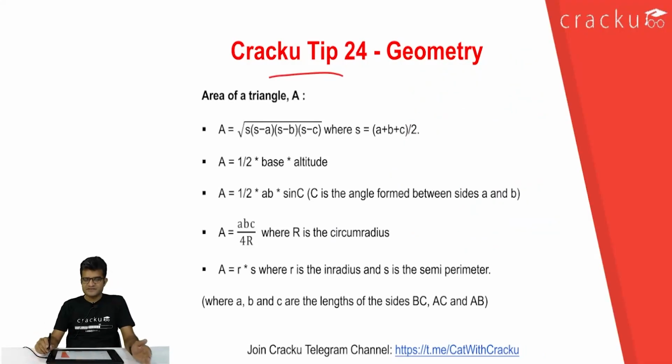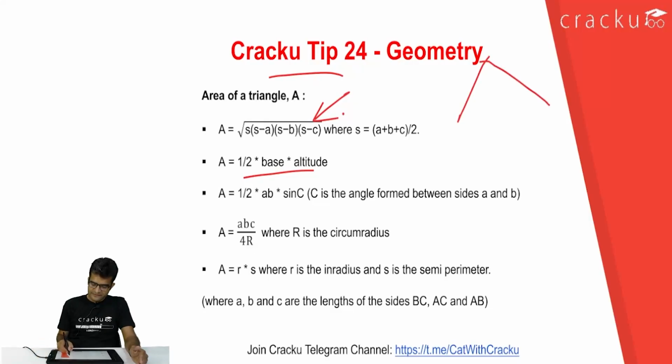Once we are given the lengths of the three sides of a triangle, we can easily calculate the area of the triangle. We first calculate the semi-perimeter, which is equal to a plus b plus c by 2, and then we can use this formula to calculate the area. Another way of calculating the area is half into base into height. So if you have a triangle, first find out the height of the triangle, that is, draw a perpendicular from one of the vertices to the other side, and this will be the base, this will be the height.